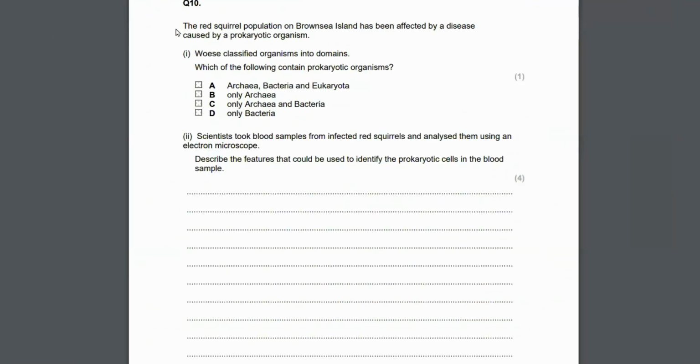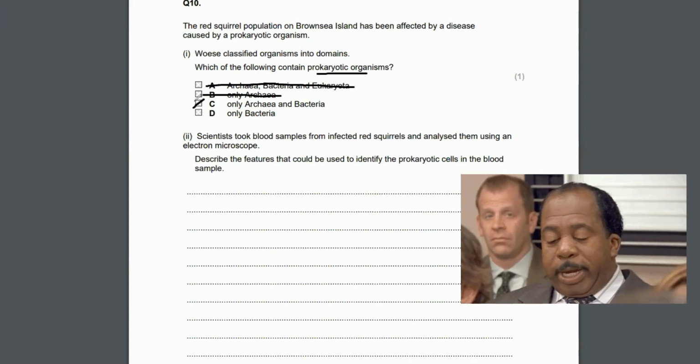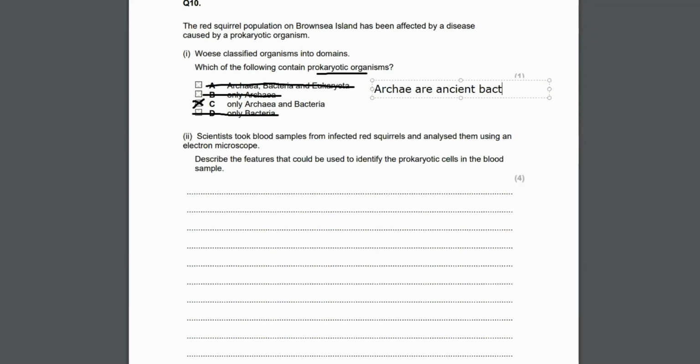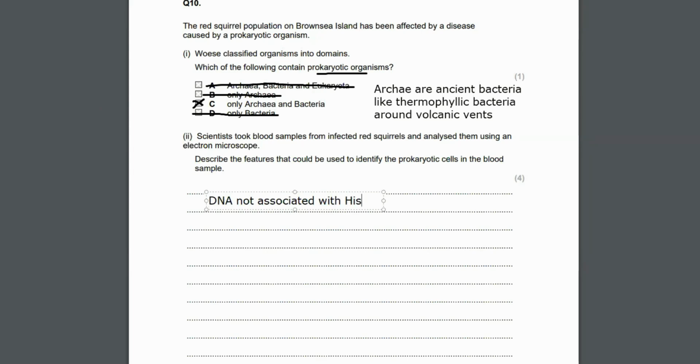The red squirrel population on Brown Sea Island has been affected by a disease called... prokaryotic organism. Okay, really, this question is saying which of the following contain prokaryotic organisms, and it's going to be archaea and bacteria. Obviously, bacteria are prokaryotes, but archaea, the ancient bacteria. Carl Woese discovered the differences in molecular phylogeny by looking at the protein structure of cytochrome C and various other proteins. So yeah, thermophilic bacteria, they are known as archaea.